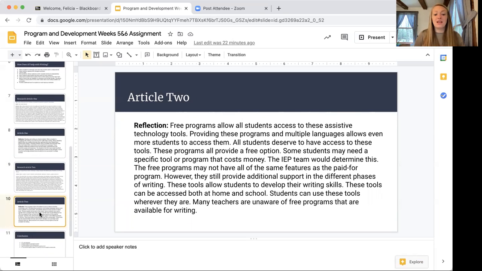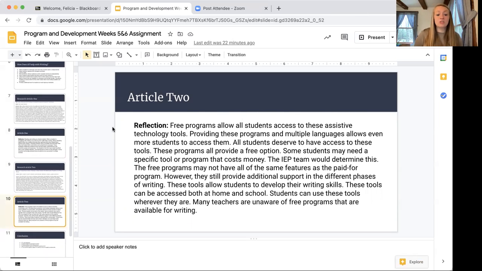Some students may need a more intensive program and not just one of these free ones, but this would be determined by the IEP team. The IEP team will definitely look at the student's specific needs and what interventions need to be happening.